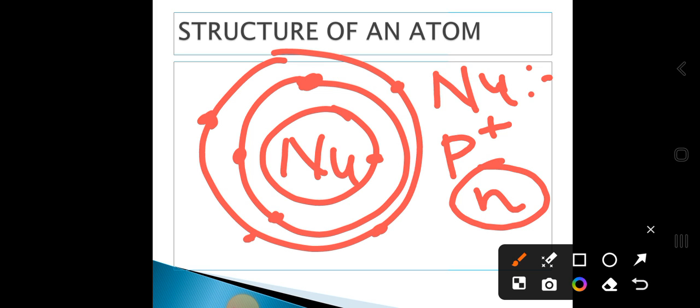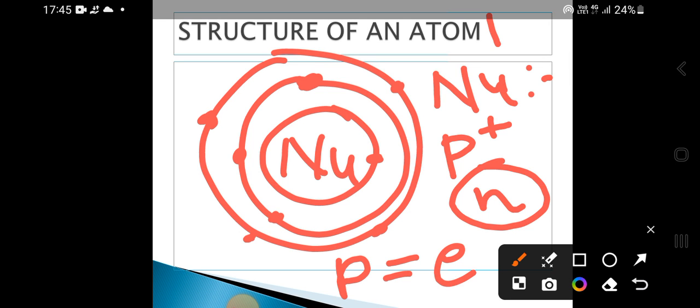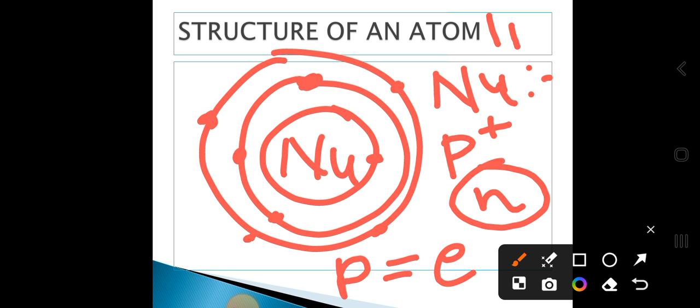So now, for an atom to be stable, please understand that the number of protons must always be equal to the number of electrons, because electrons possess a negative charge, and protons possess a positive charge. For example, if I talk about sodium, the number of protons is plus 11, and the number of electrons, you can already guess it, will be minus 11.